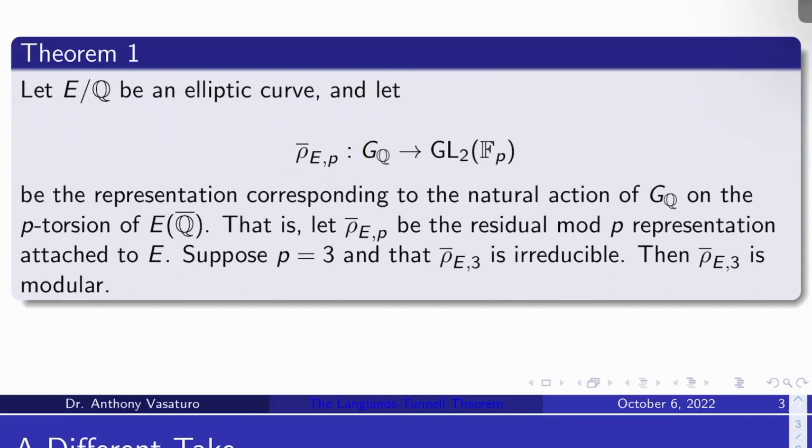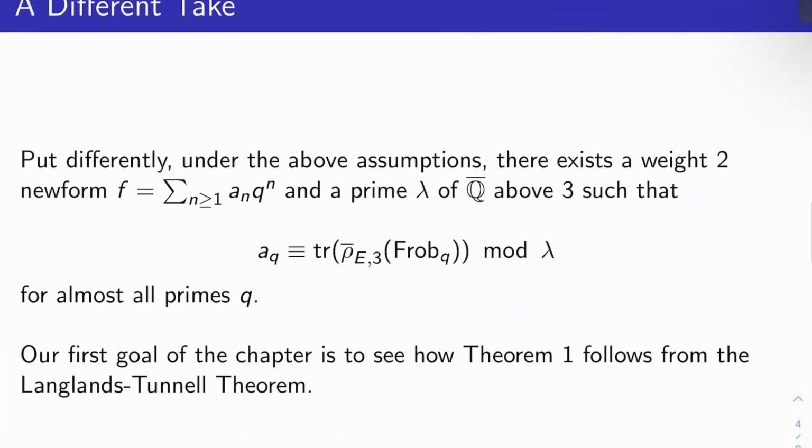Then it turns out rho bar E,3 is modular. In other words, under the above assumptions, there's a weight 2 newform f with Fourier coefficients a_n and a prime lambda in the algebraic closure of Q living above 3, such that a_q is equivalent to the trace of rho bar E,3 of Frobenius at q mod lambda for almost all primes q. This is one way of thinking about modularity. It's quite a technical, detailed way, but go back and watch the videos on the overview of the proof of Fermat's last theorem if you haven't seen those yet to see what I'm talking about here.